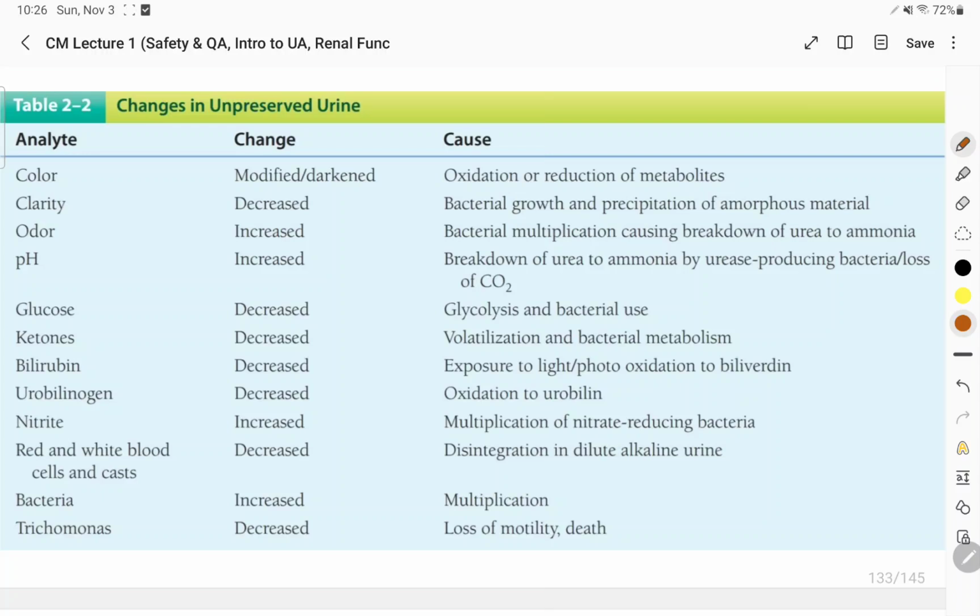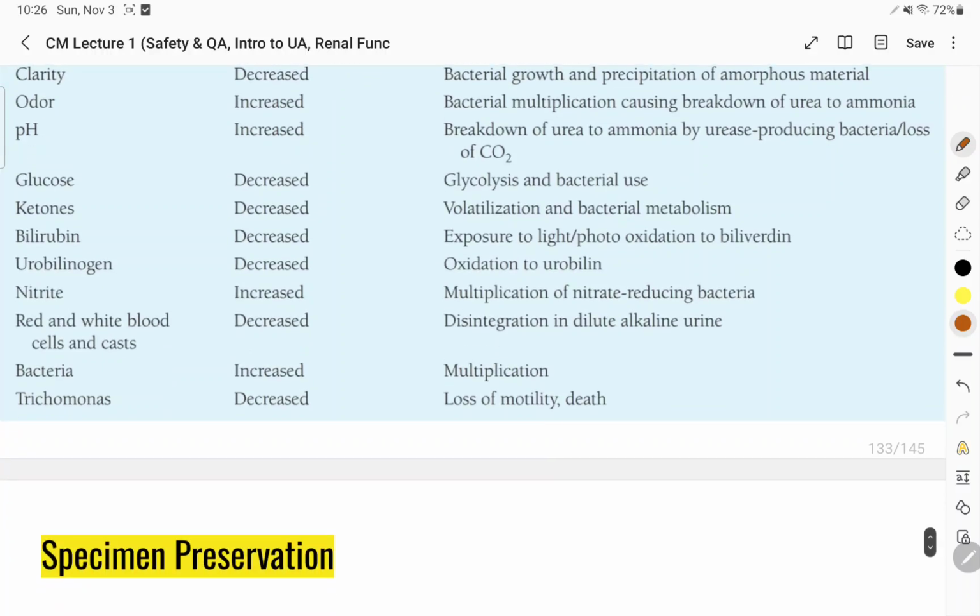ketones. Bilirubin will decrease because of the exposure to light and photooxidation to biliverdin. And your urobilinogen will decrease because it is oxidized to urobilin. Nitrite will increase because of your nitrite-reducing bacteria. Red and white blood cells will decrease because they disintegrate, especially if your urine is alkaline. Bacteria will increase. Trichomonas will decrease because it is no longer motile and it will die.